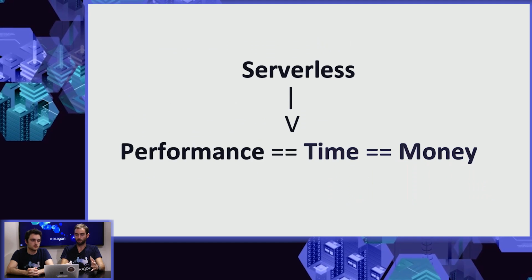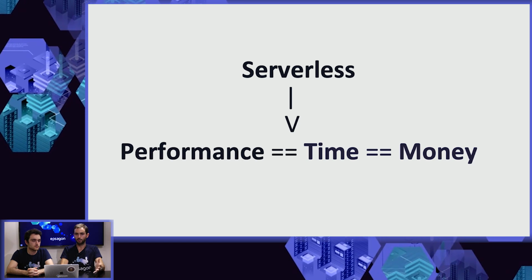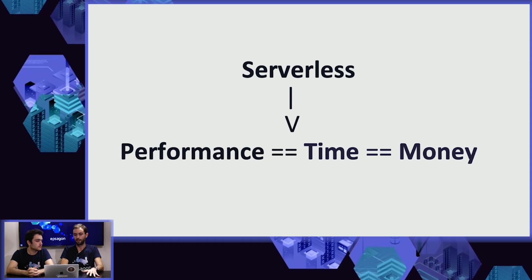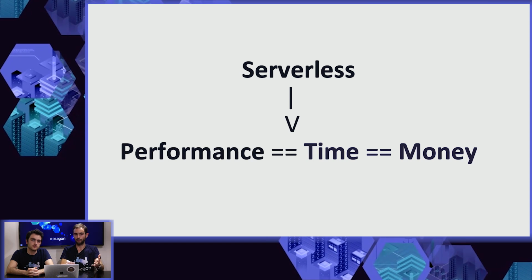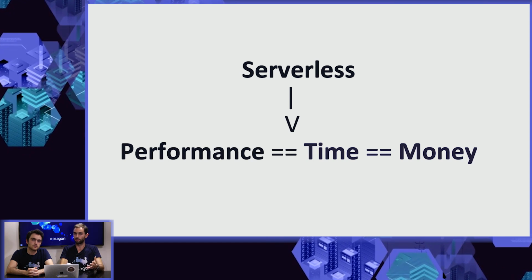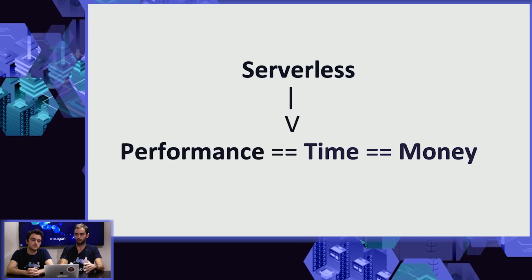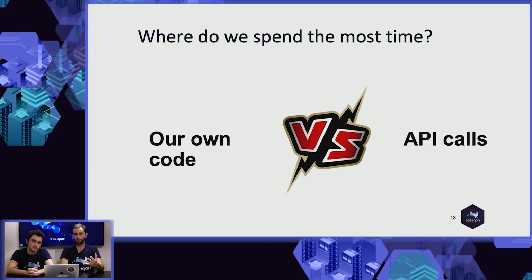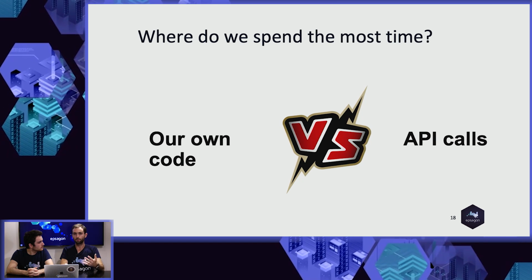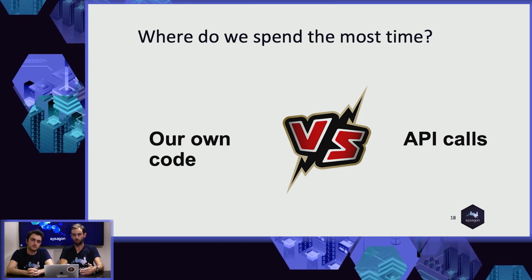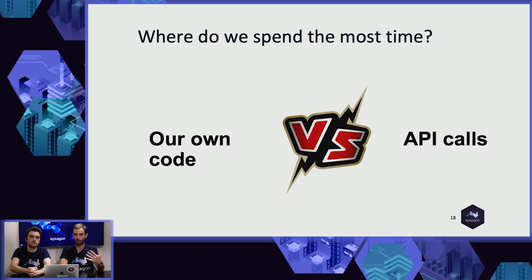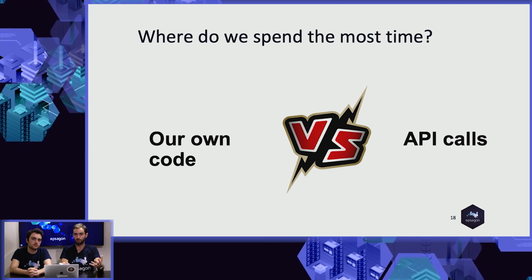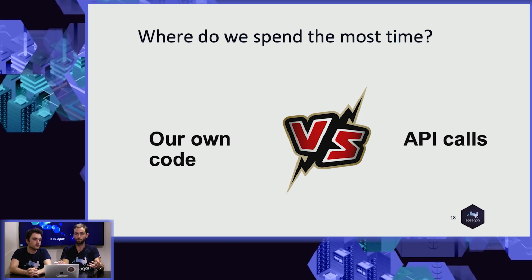Now, in serverless, it's important to understand that performance equals time equals money. Time equals money is nothing new to any of you, I guess. But in serverless, performance means time, and it means that performance equals our money, or the cost that we're about to pay. Specifically, in serverless, we need to understand how much we will pay, or where we spend our time. I mean, where do our calculations end up? Is it more about our own code, our own calculations, or external API calls? And think about it. In serverless, you've got to have API calls because it's ephemeral.